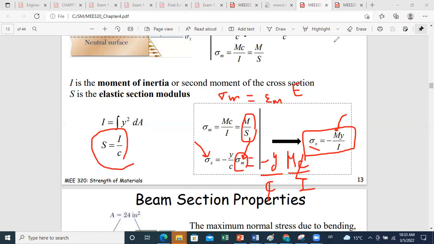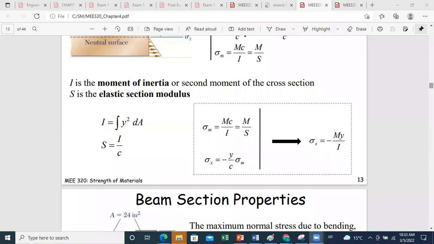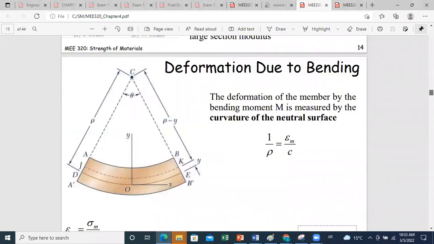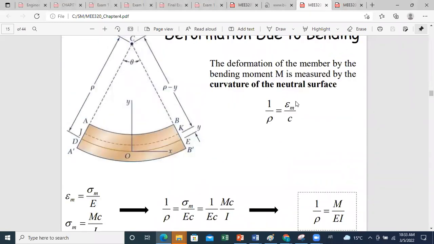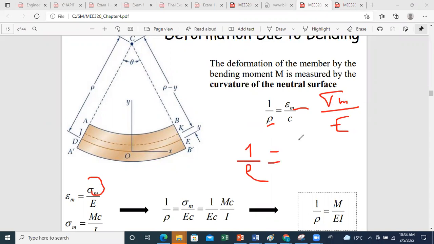Now, as we said also, for the radius of curvature, we can express it as 1 over rho equal epsilon m over c. And if we have, let's say, in a problem, we know the maximum stress, then we can find rho as a function of sigma m by just saying that epsilon m can be replaced by sigma m over E, which is the modulus of elasticity. So one way to express rho is to say that 1 over rho is equal to sigma m over cE.